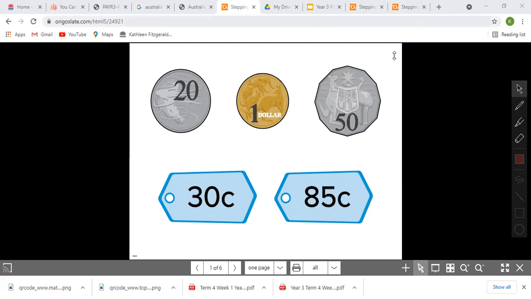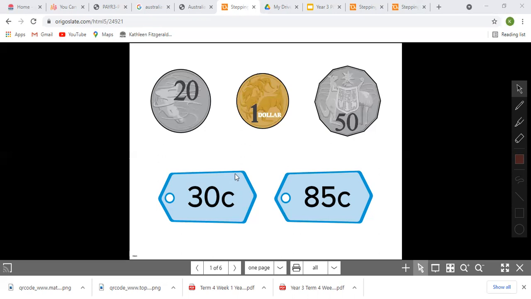So let's have a look here. Let's choose the 30 cents one for now. If we're going to buy something for 30 cents, and these are the coins that we have, 20 cents, a $1 or a 50 cents. Now, I can't just hand over the correct amount of money because I don't have any 10 cents or any 5 cents. So I'm going to have to hand over a coin that is more than that and know that I need to get some change.